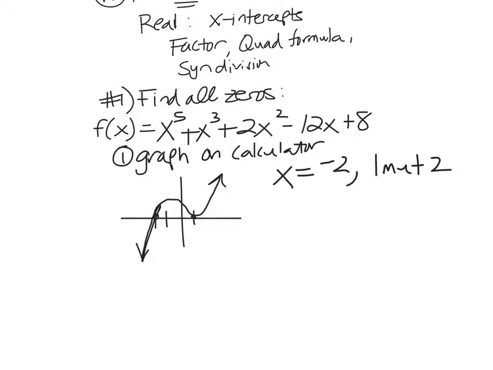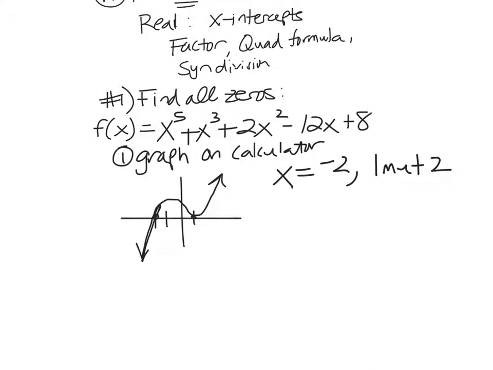Now, we're done with the calculator, because that's all the calculator is going to help us do. Sam, you're in trouble again, Sam. I'm not having a calculator. So what we're going to do now is we're going to take these real zeros, and we're basically going to divide them out of our polynomial.